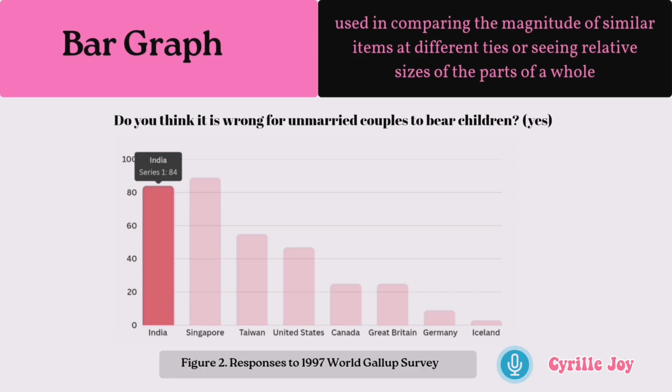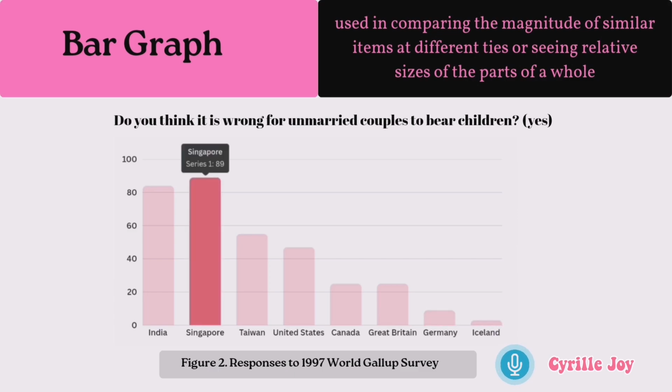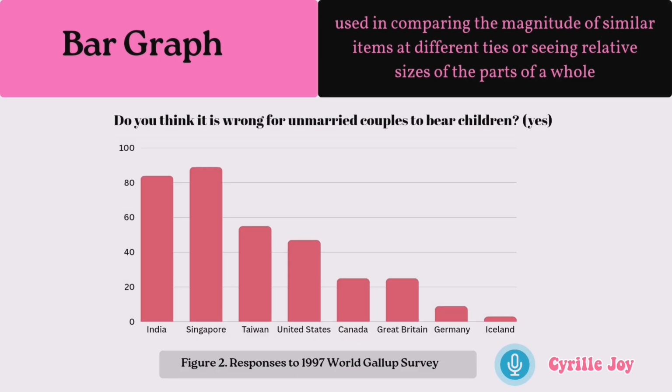84 among the Indians say yes, while in Singapore, 89, in Taiwan, 55, in United States, 47, in Canada, 25, Great Britain, 25, Germany, 9, and Iceland, 3, which makes Singapore have the highest saying yes, and the lowest is Iceland. So, a bar graph displays data using bars of different lengths or heights. The longer or the taller the bar, the greater the value is.